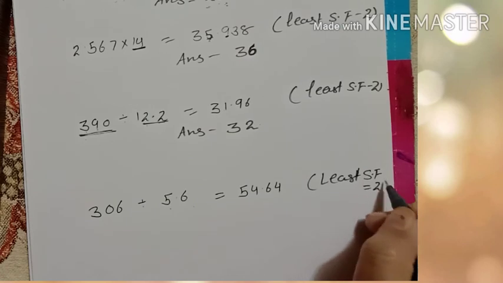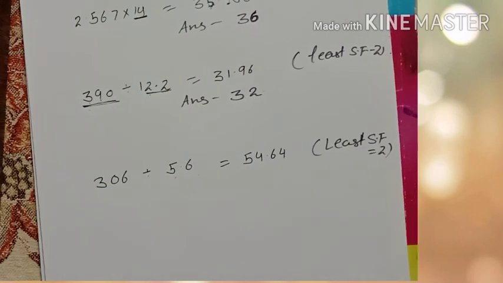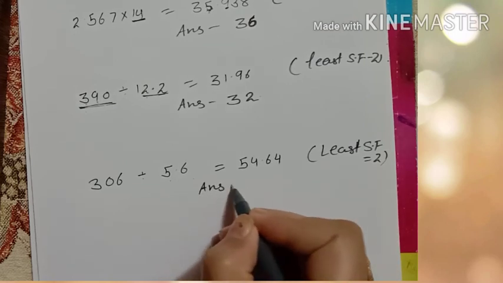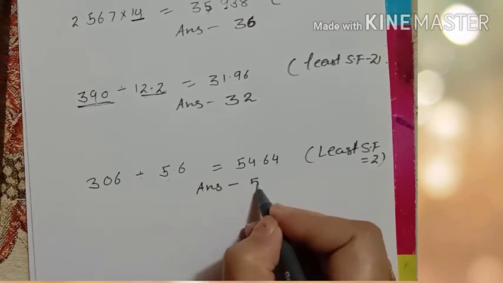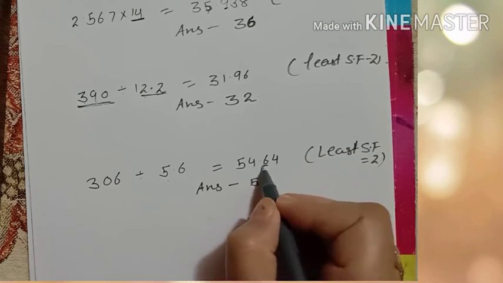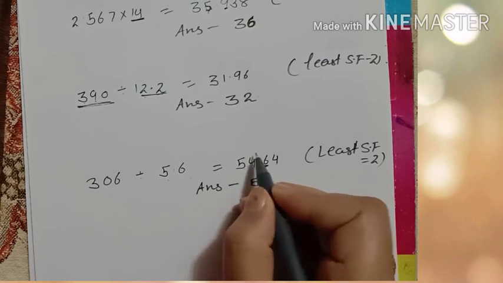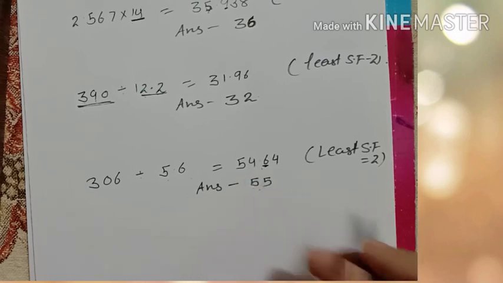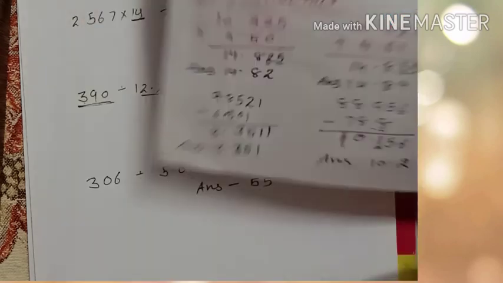so least significant figure is 2, so answer will come 55. Okay, यहाँ पर जो ये 6 है more than 5 है, so here 1 digit will be add, answer will be 55. इसमें और आपका देखिए इसमें क्या अंतर है.